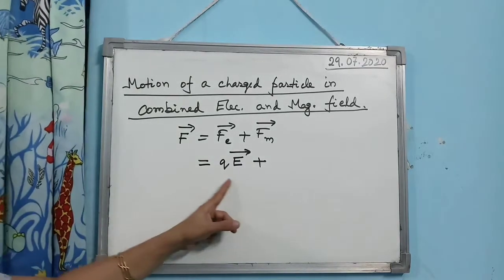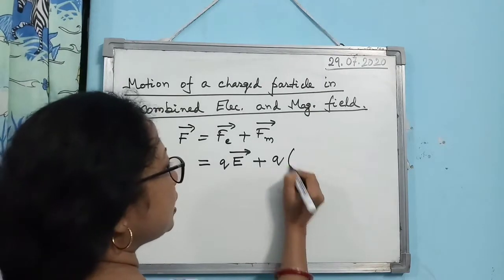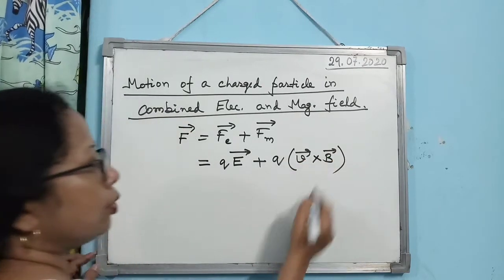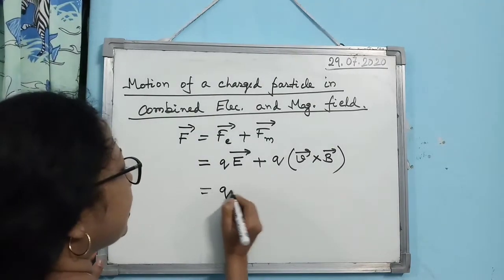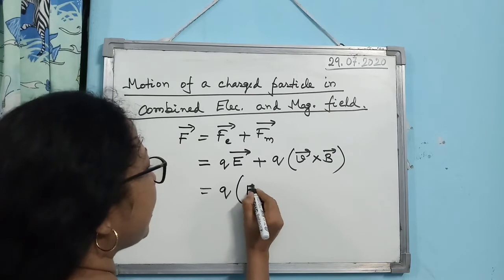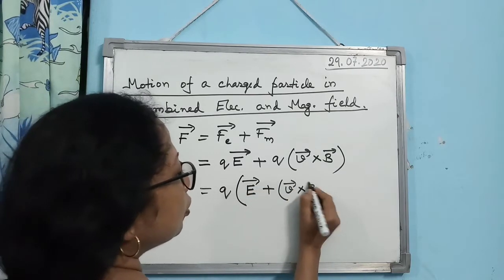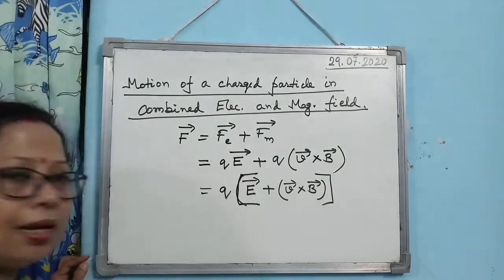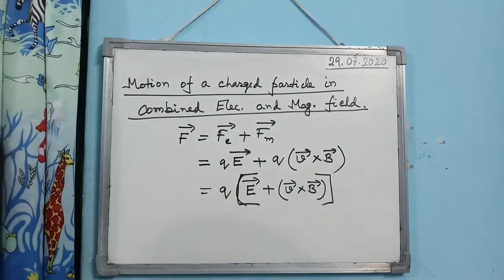It is given by Q into E. And if a charged particle moves with a velocity V in the magnetic field, then it is given by Q into V cross B. Alright. So you can take Q common, so you can write this is the expression for the force experienced by the charged particle when moving in a combined electric and magnetic field.